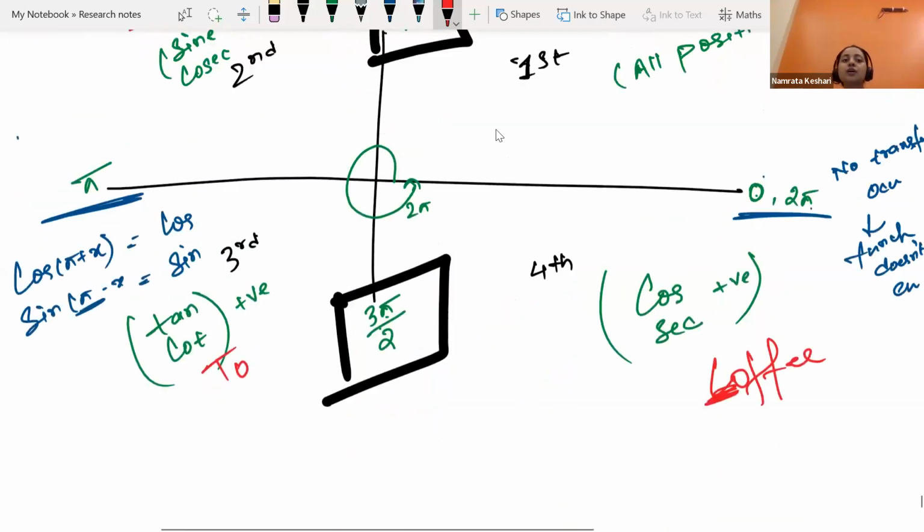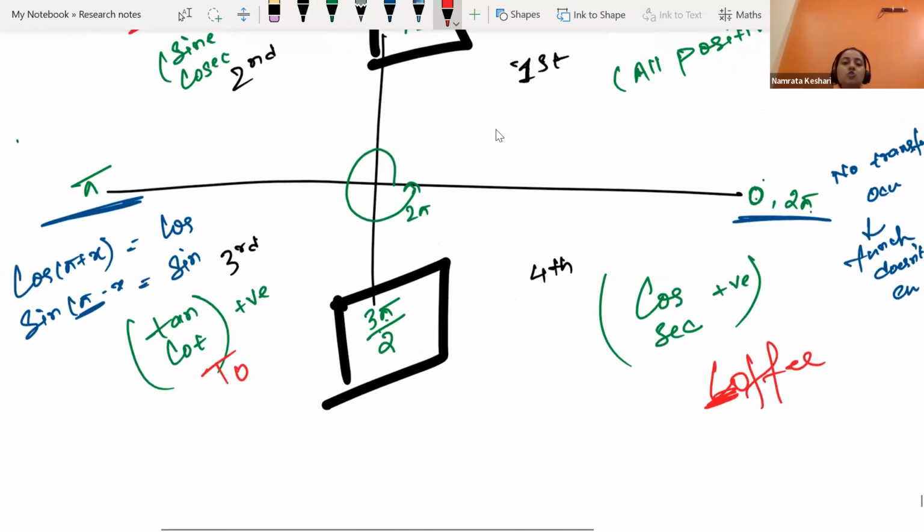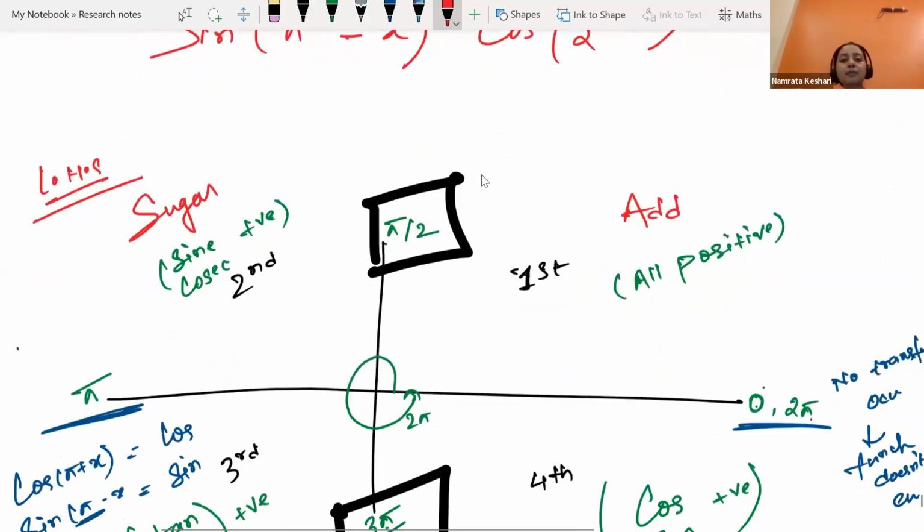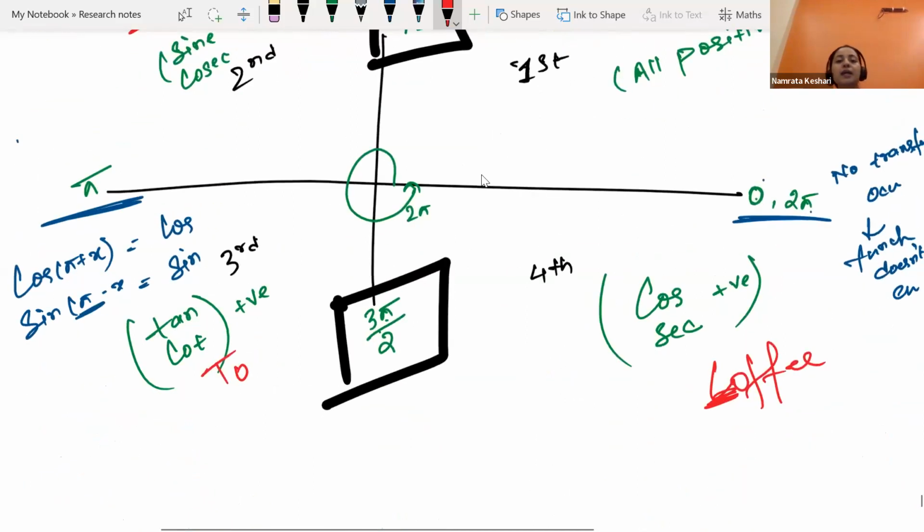Whenever it is pi plus x, pi minus x, 2 pi plus x, 2 pi minus x, the function is not getting changed. But for pi by 2 minus x, pi by 2 plus x, 3 pi by 2 minus x, 3 pi by 2 plus x, for all of these the function will get changed. Got it so far?